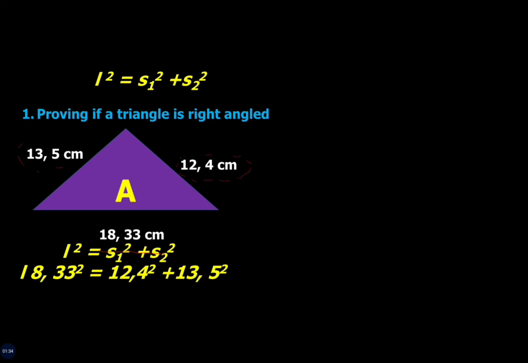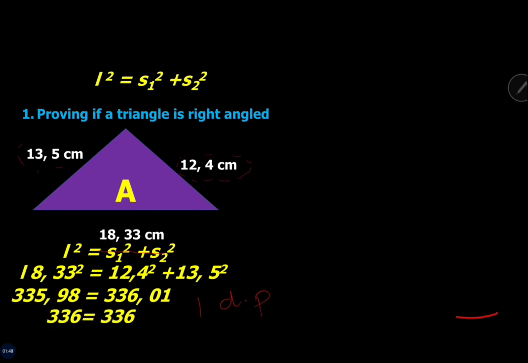Adding this to the calculator, we end up with 335,98 is equal to 336,01. But if we round off to one decimal place, the left-hand side and the right-hand side become 336. Triangle A is a right-angled triangle.